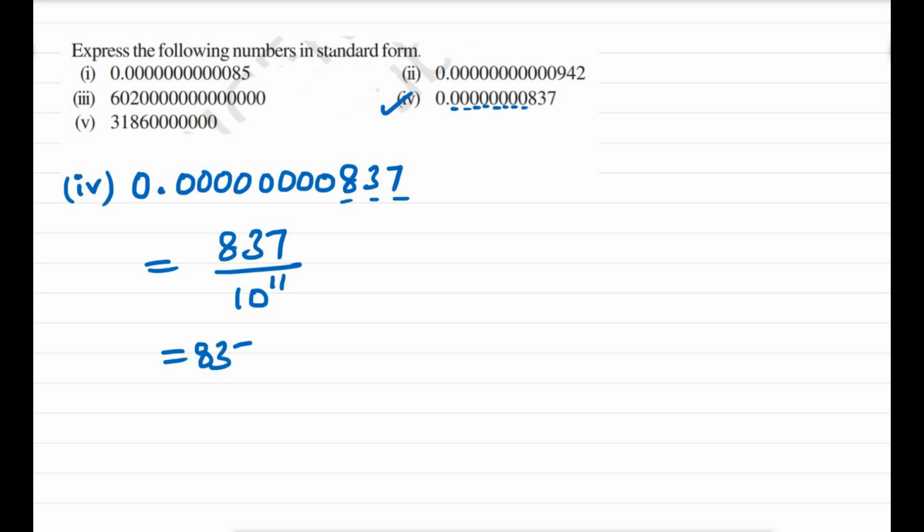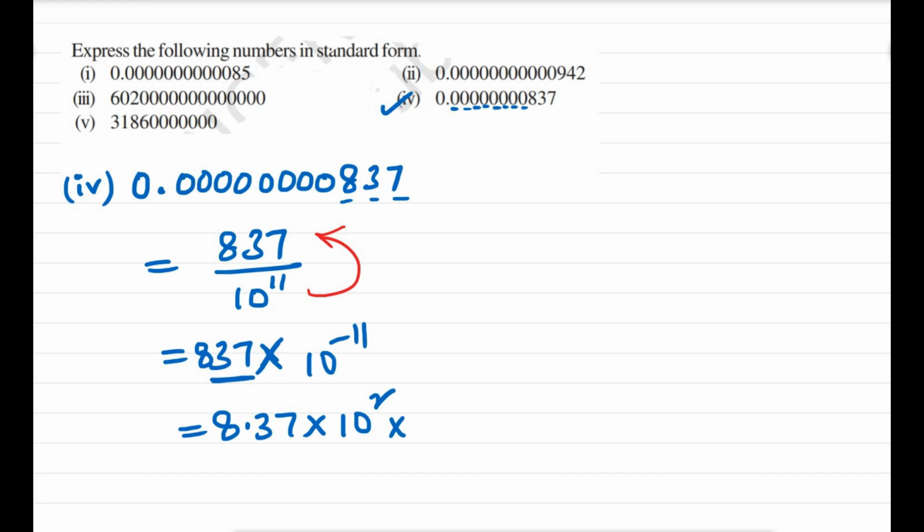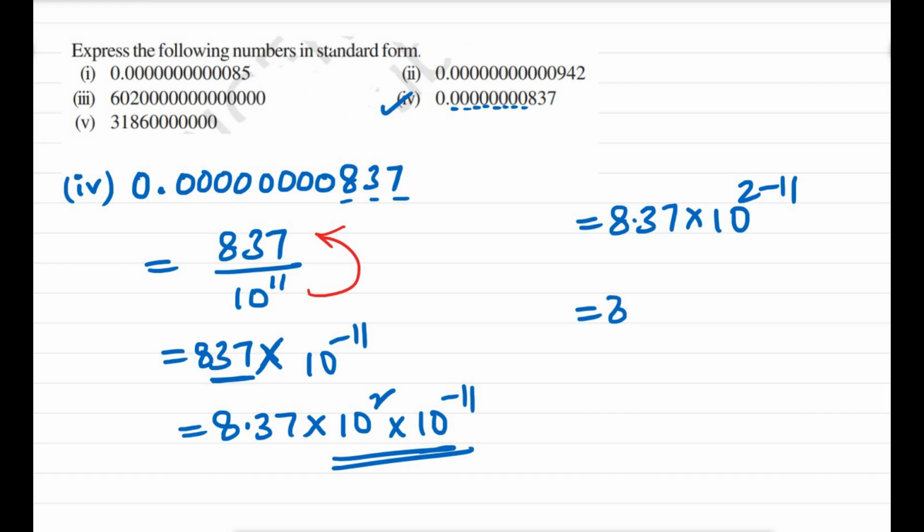So this 837 into, transpose this to the numerator, so that can be written as 10 to the power of minus 11. This can be written as 8.37 into, number of decimal places are 2, so we write 100, into 10 power minus 11. That is equal to 8.37 into 10 to the power of, add the powers, 2 minus 11, so 8.37 into 10 to the power of minus 9. This is the final answer. This is how we can solve. You can solve the remaining problems as homework.